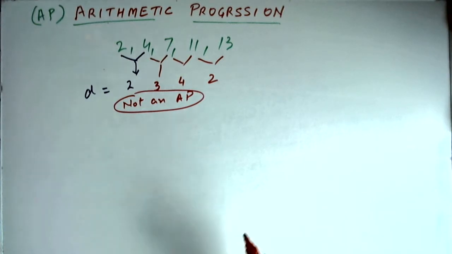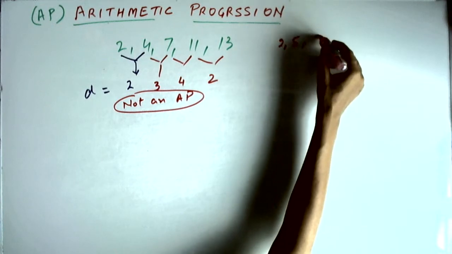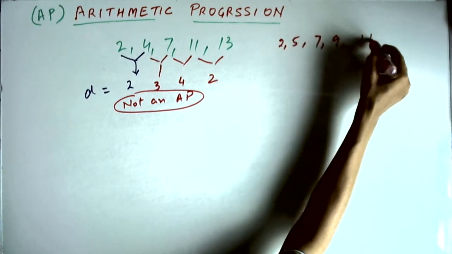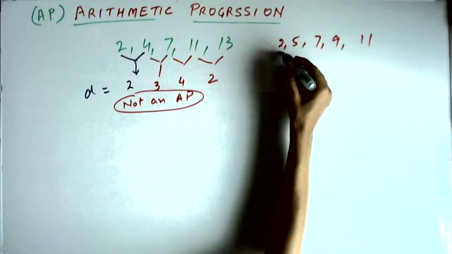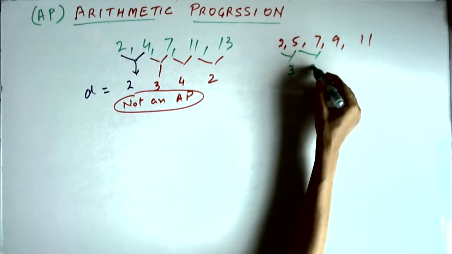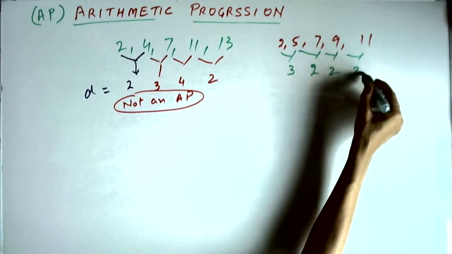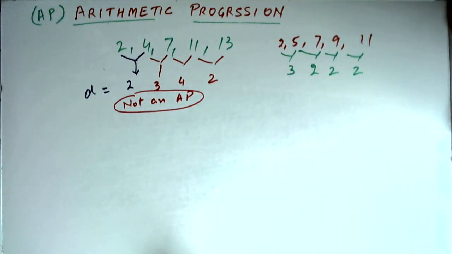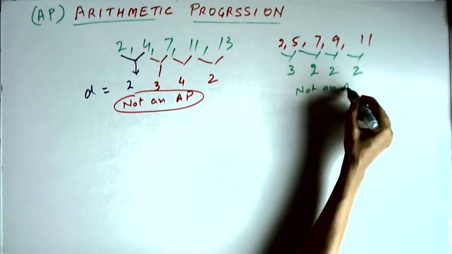Now we take another example. Say 2, 5, 7, 9, 11. Now in this case, what happens? The difference between 2 and 5 is 3, 5 and 7 is 2, 7 and 9 is 2, 9 and 11 is 2. So again it is not an arithmetic progression. So D is not the same. So not an AP.